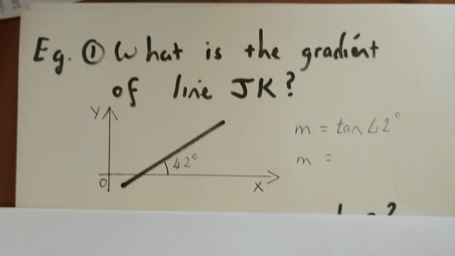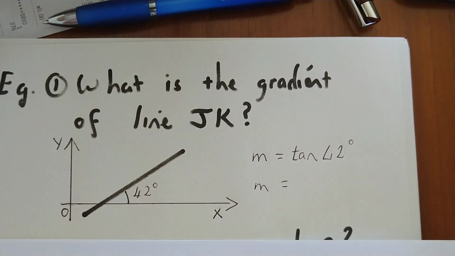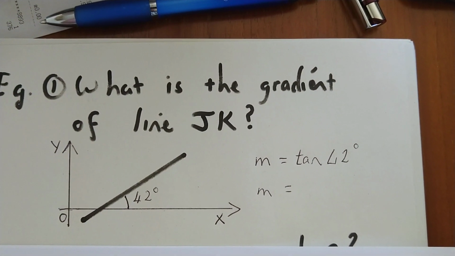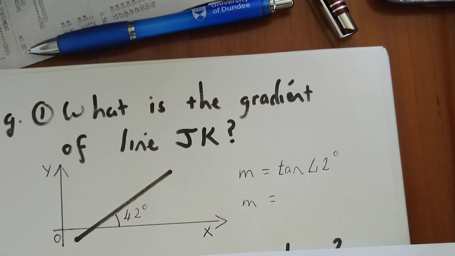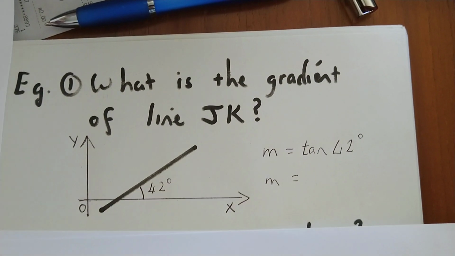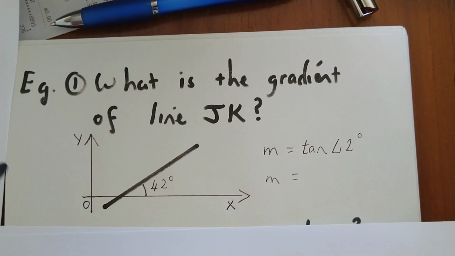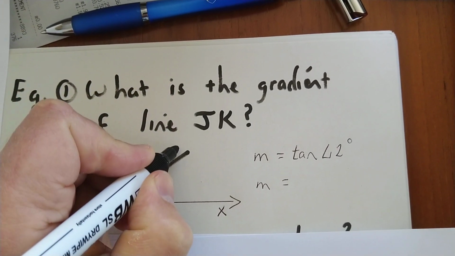So, for example here, you can scribble this on the back of one of your note pages if you wish, but I think it's fairly straightforward, I hope. What's the gradient of this line JK? So there's my line. It doesn't really matter where the points J and K are on it, so long as it's a straight line. So let's say J happened to be down here and K up here.